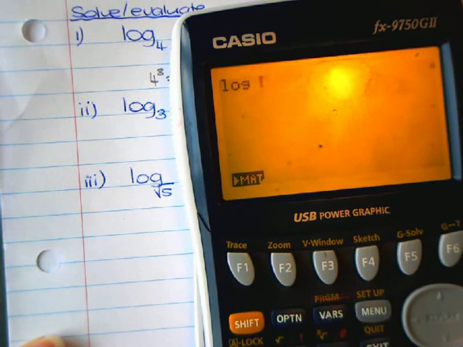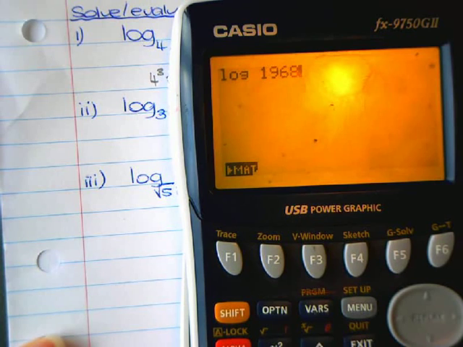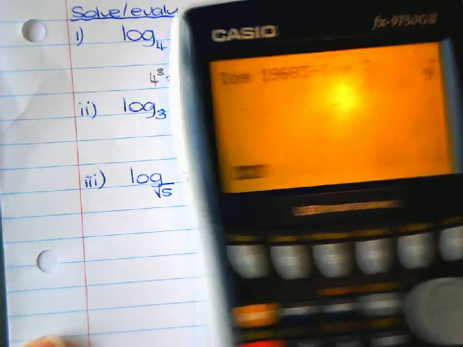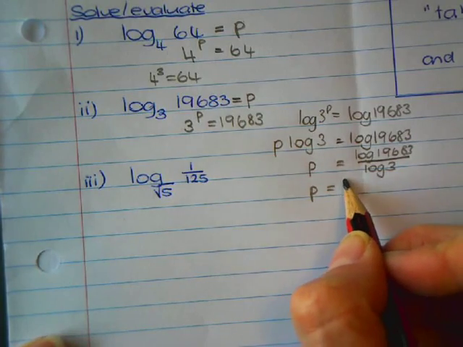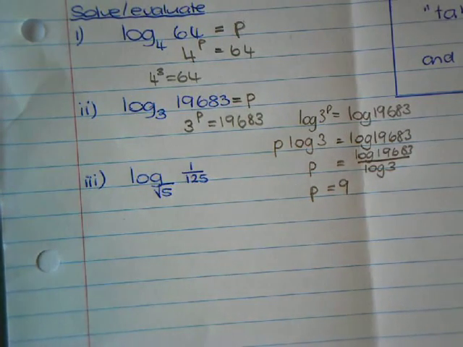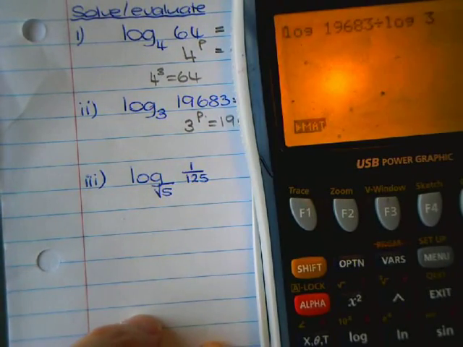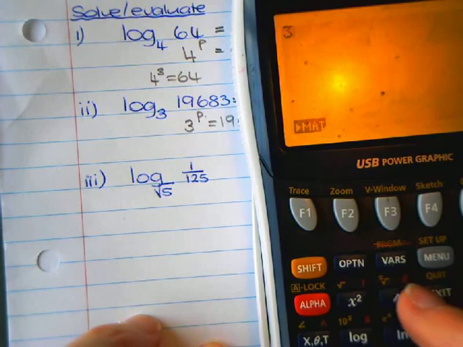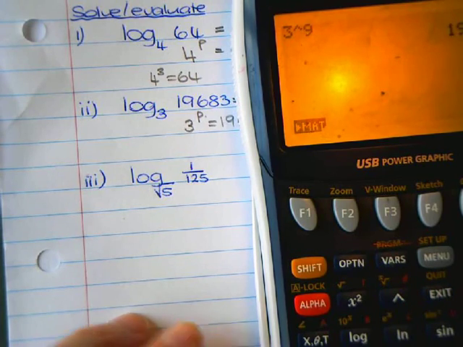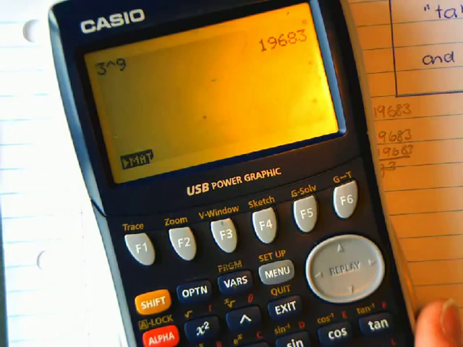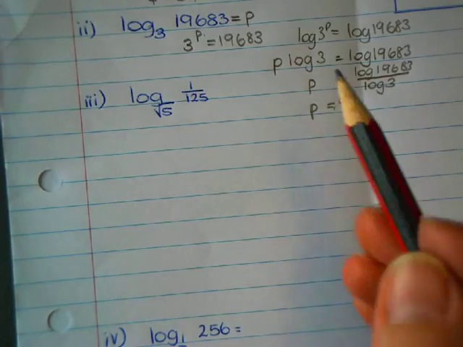So log 19,683 divided by log 3 equals 9. P equals 9. And I challenge you also to put that back in here and test it. So 3 to the power 9 should give us that number. 3 to the 9 equals 19,683. The next one looks a little bit more complicated, but the same process applies.